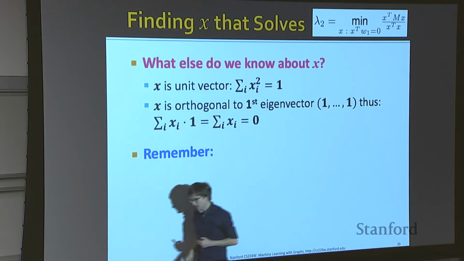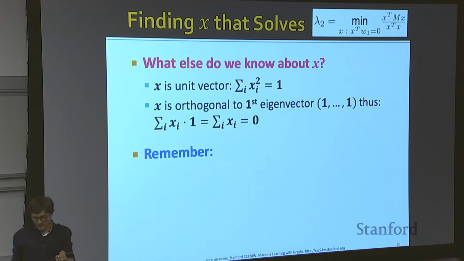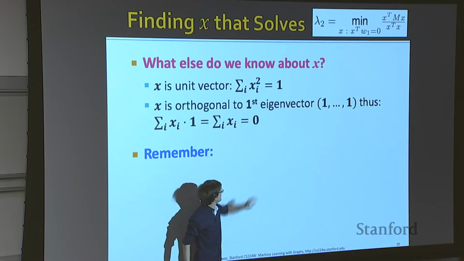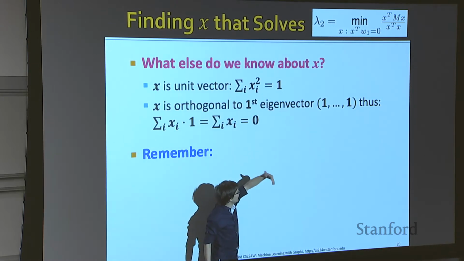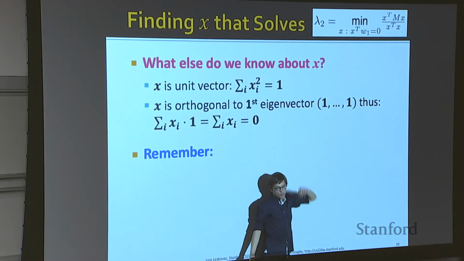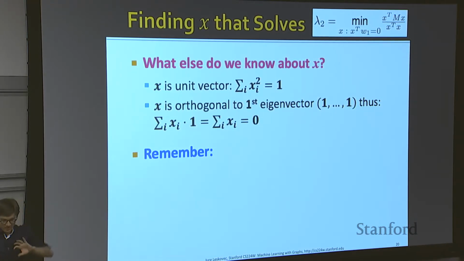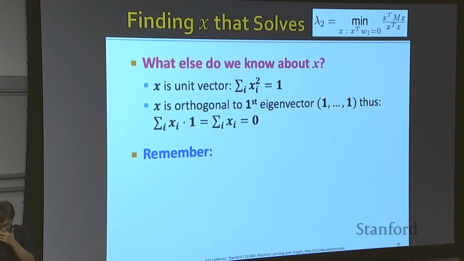So these are two important facts. First, x has Euclidean length 1. Second important fact is its components sum to 0. This is just from the fact that the vector of all ones is the eigenvector of the graph Laplacian, and eigenvectors are orthogonal to each other.